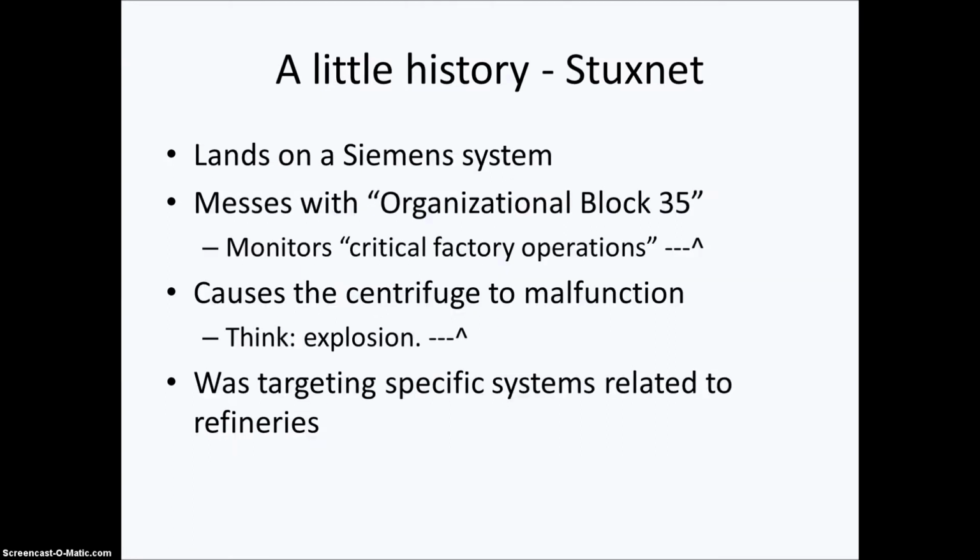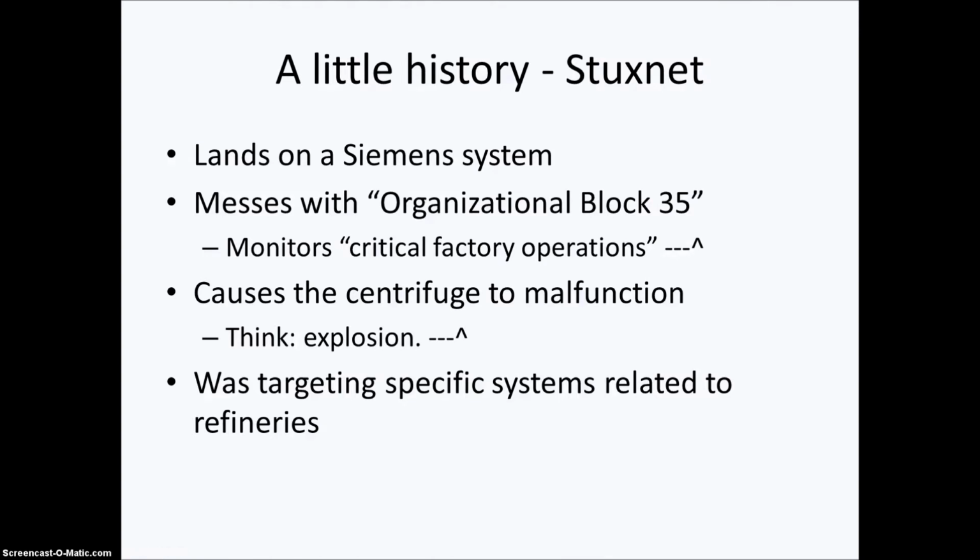The way Stuxnet works basically is it lands on a system and it checks to see if it's a Siemens system. If it is, it messes with a piece of software running on that system known as Organizational Block 35. Organizational Block 35 is what monitors, quote, critical factory operations, unquote. So basically Stuxnet decides to change some settings in Organizational Block 35, and those settings changes cause the centrifuge to malfunction, right? So explosion, basically. Stuxnet was targeting specific systems related to refineries.